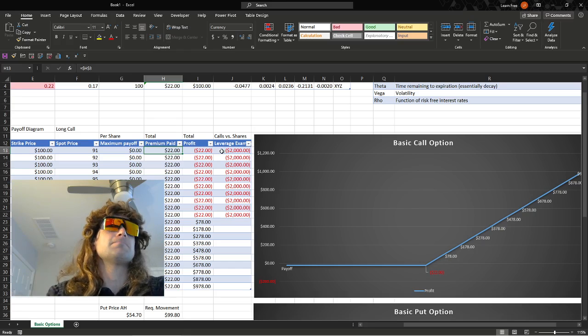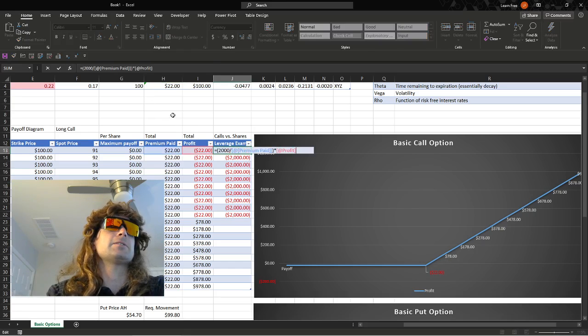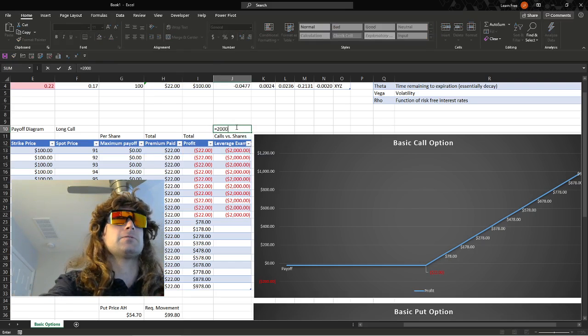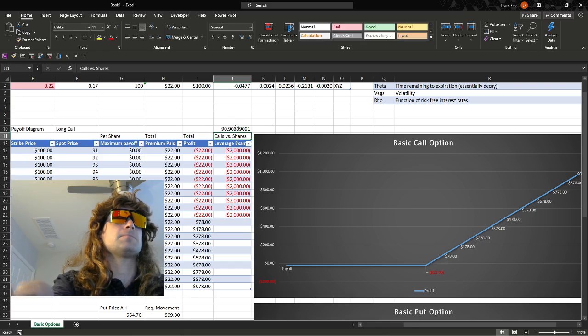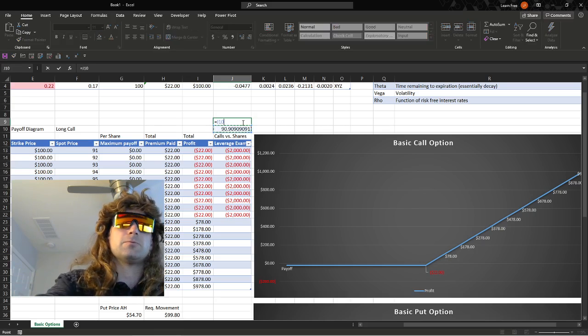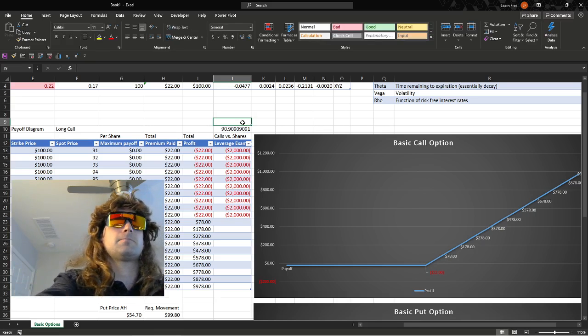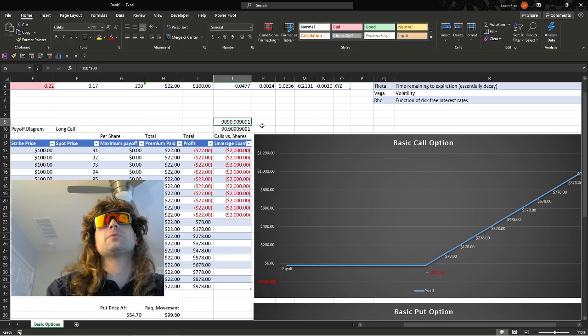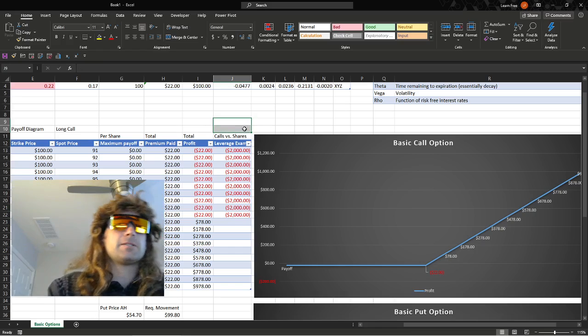So what is our number there? It equals 2,000 divided by 22. Assuming there were no commissions, which is never the case, you would have 90 call option contracts for 100 shares each, so times 100. Essentially you would have upside on almost 9,100 shares. That's a lot of upside.